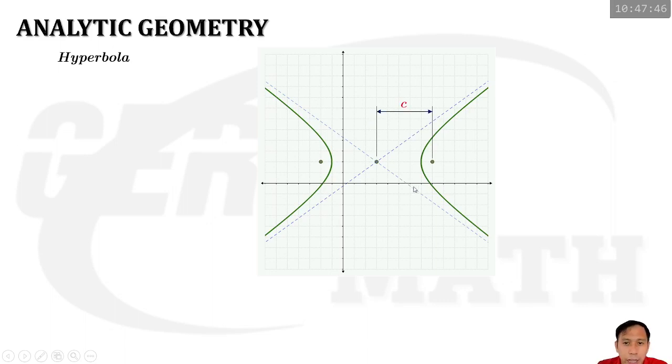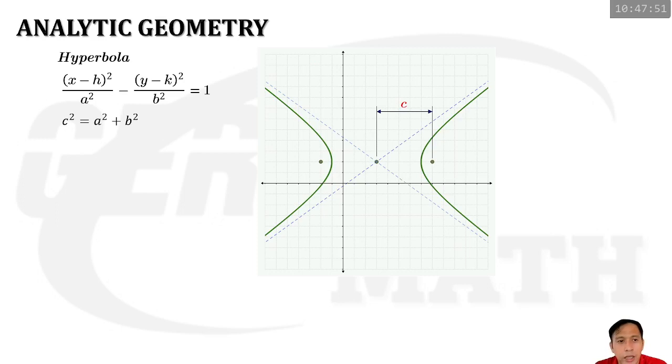Now, if we take c, it is longer than a and b, so c squared is equal to a squared plus b squared. It's like the Pythagorean theorem. If you remember, in the ellipse, a was greater than c and b, so the equation was a squared equals b squared plus c squared. Now, since c is longer than both a and b, c squared equals a squared plus b squared.